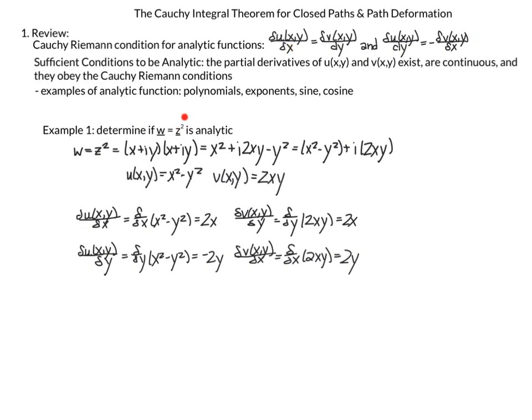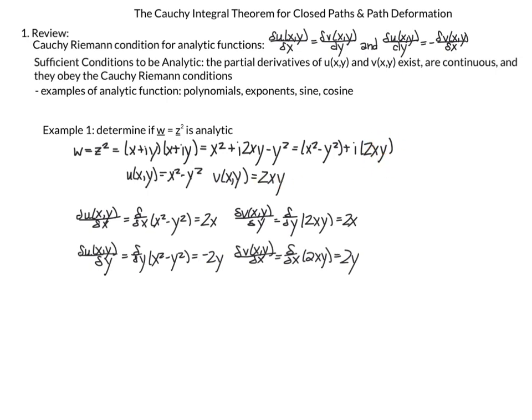So for example, if we wanted to determine if the function w(z) equals z squared, which is (x plus iy) times (x plus iy), which is x squared plus i 2xy minus y squared, is analytic, first we need to write this in the form of a u of x,y and a v of x,y, where u of x,y is a real function and v of x,y is a real function multiplied by i. So we group our real portions together and we group our imaginary portions together. Now we have u of x,y here and v of x,y is 2xy.